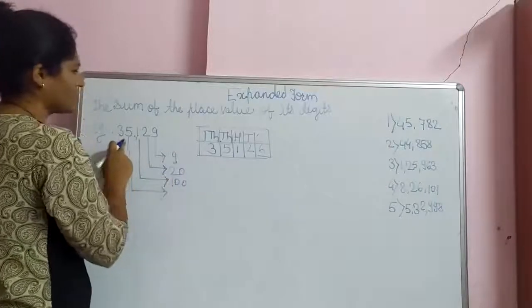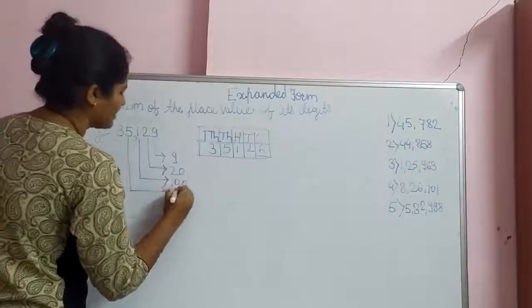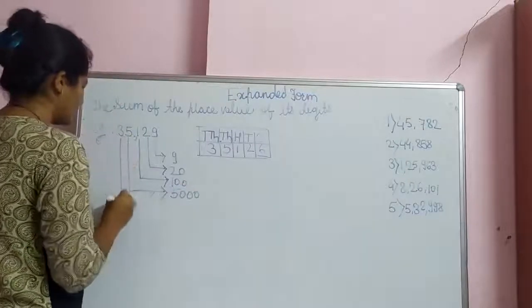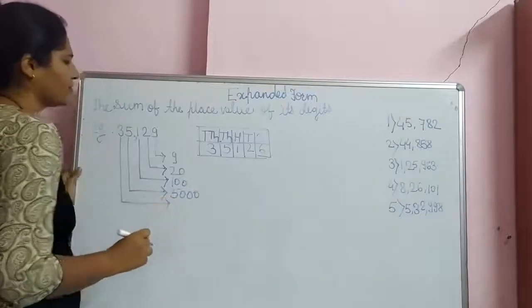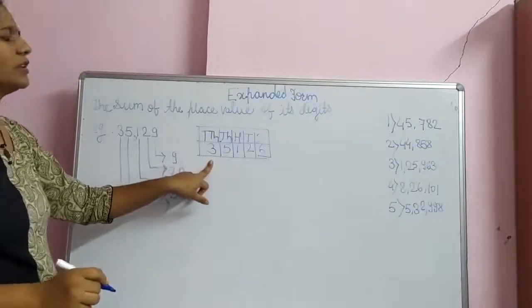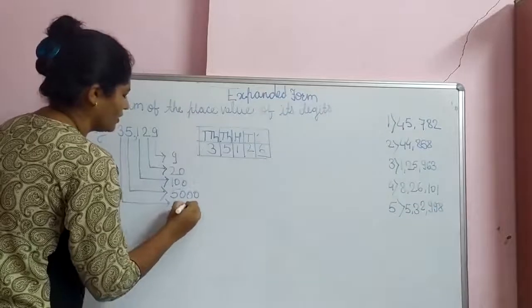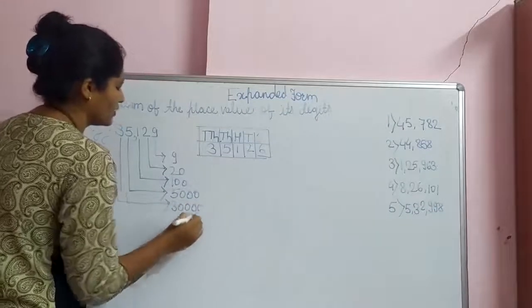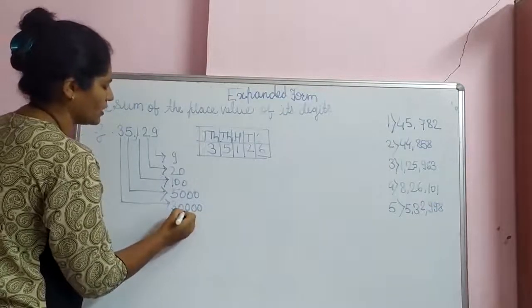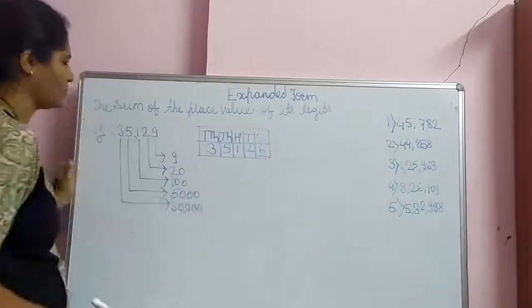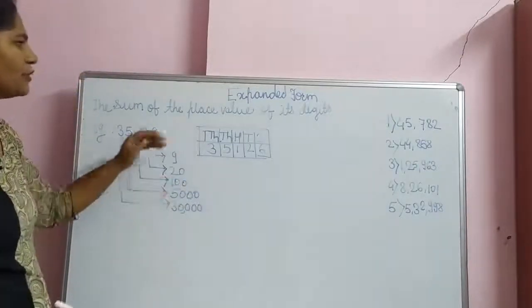So which place it is? It is on 1,000 place. So place value of it is 5,000. And last is a 3. It is on which place? It is on 10,000. So write here 1, 2, 3, 4. See 1, 2, 3. It is a 10,000. That is a 30,000. So this is the place value of each digit.